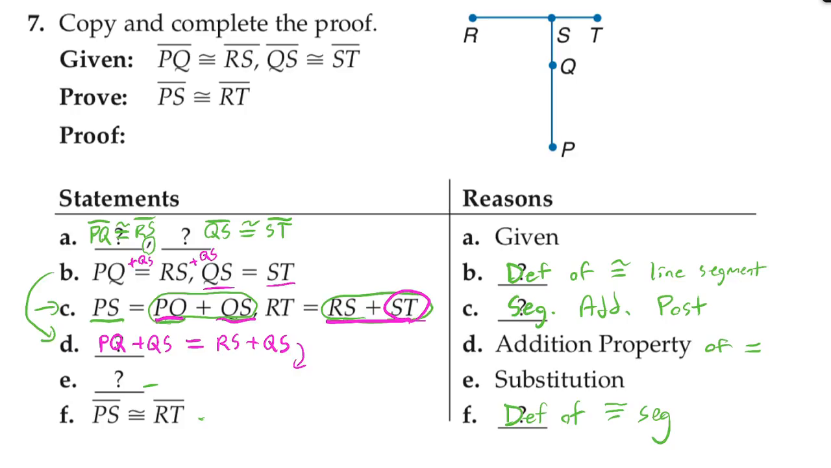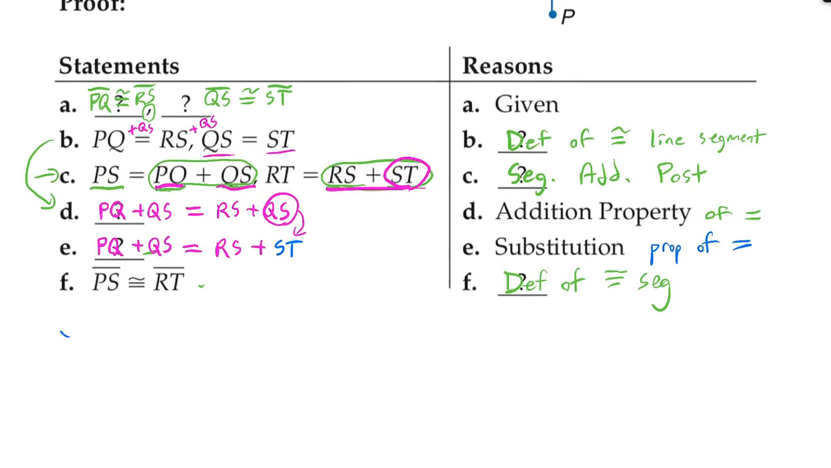So I'm going to erase this. And substitution, what they probably did is they went to PQ plus QS, which is what we wanted, equals, and then what they did is they swapped out the QS here. So they have the RS plus, and then they swapped it out for an ST, right? Because QS and ST are the same. So that was the substitution property of equality.